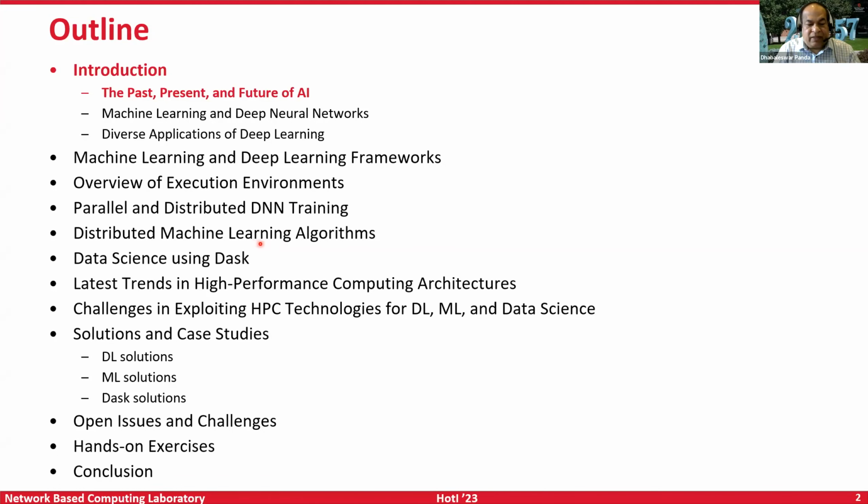Then we'll take a look at some of the distributed machine learning algorithms and data science using Dask. And then we'll also try to bring together some of the latest trends in high performance computing, including the network interconnect, and understand the challenges in exploiting HPC technologies for DL, ML, and data science. Then we'll go into much more detail on specific solutions: what deep learning solutions there are, what machine learning solutions, what Dask solutions. And then we'll wind down and talk about some of the open issues and challenges.